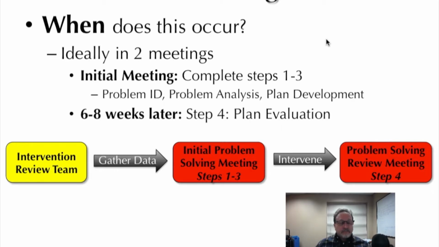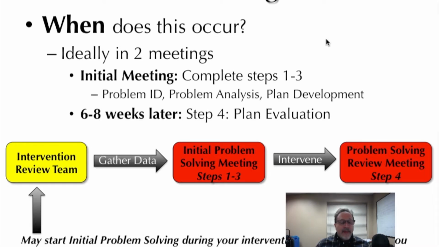Now, let's go back just before that, though, to see how we get to that initial meeting. So again, these students should have been through a tier 2 level intervention, and you have a team that's reviewing those interventions on a regular basis. So when that intervention is being reviewed, that might be a place where you start the initial problem solving during that intervention review meeting if you have the data and time.